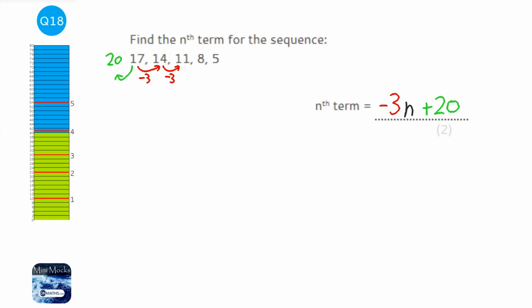And always check it. So for the first one, n is 1. So minus 3 times 1 is minus 3. Plus 20 is 17. For the fifth term, minus 3 times 5 is minus 15. Minus 15 plus 20 is 5, which is our fifth term.